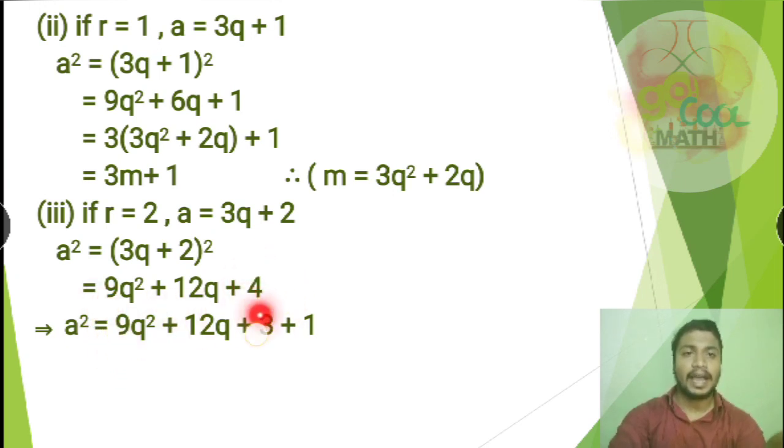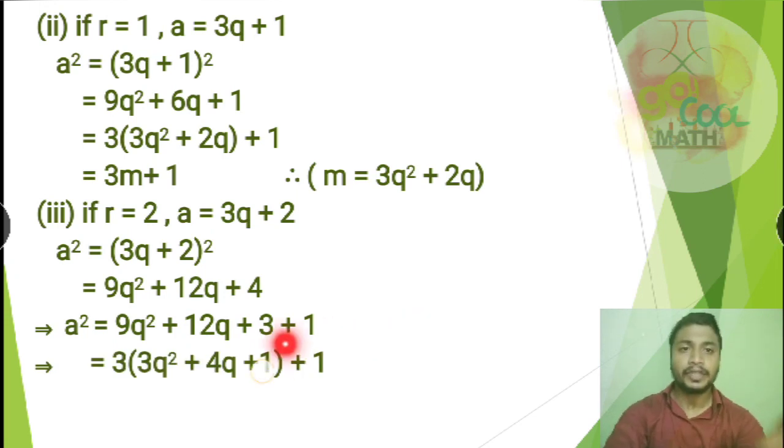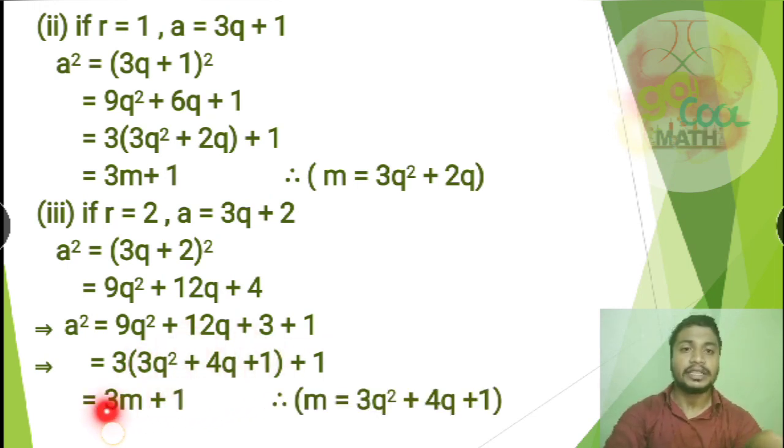Consider this 4 as 3 plus 1. So 4 can be written as 3 plus 1. Take 3 common in the first three terms. If you take 3 common here, 3q square plus 3 fours are 12, so 4q, plus 3 ones are 3. Consider this bracket part as m. Therefore 3m plus 1, where m is equal to 3q square plus 4q plus 1.